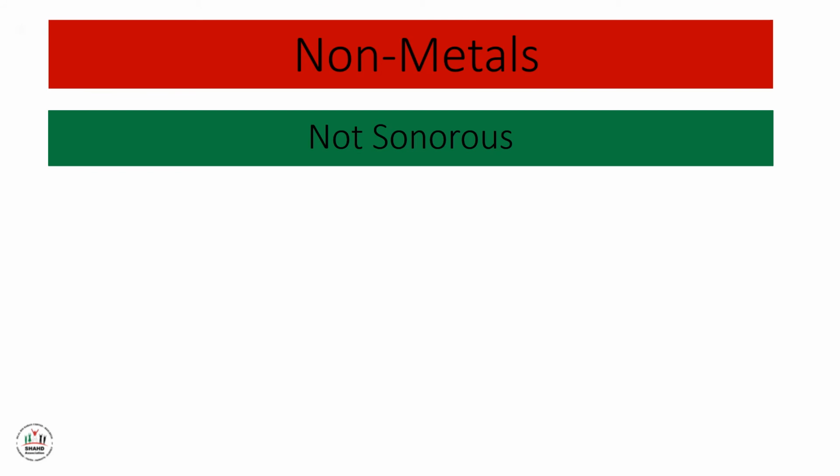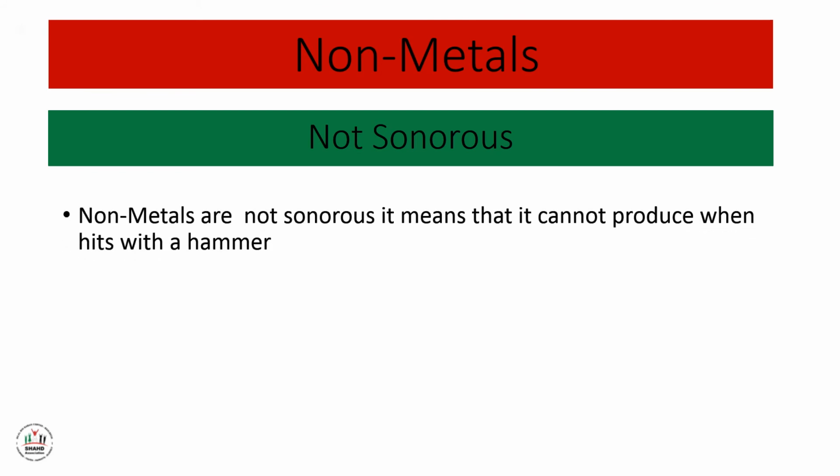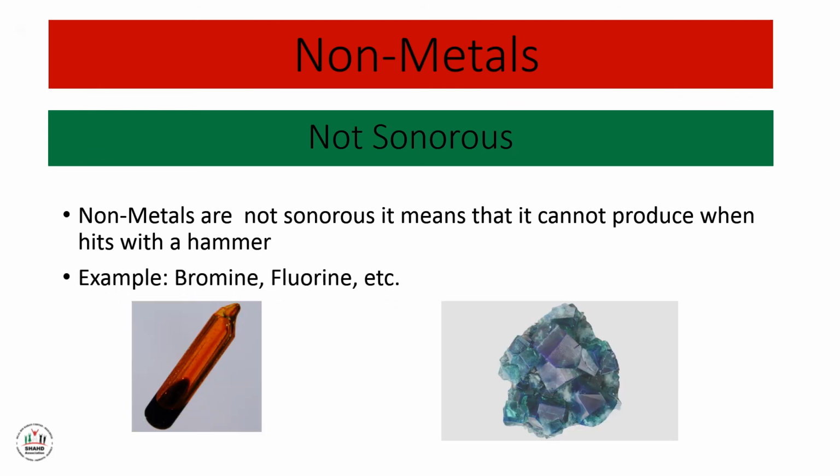The second property of nonmetals, they are not sonorous. It means that they cannot produce sound when they hit with a hammer. For example, bromine and fluorine.